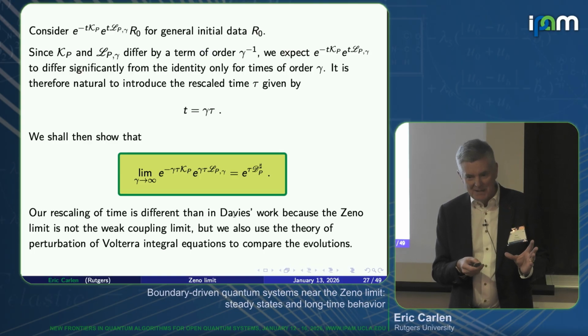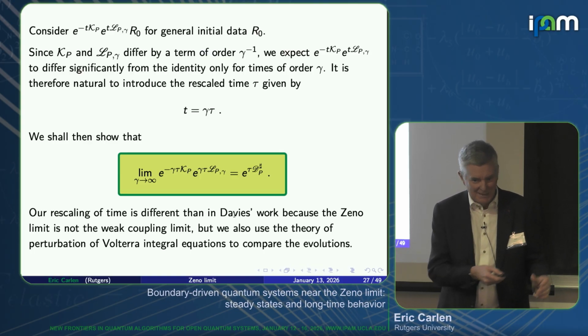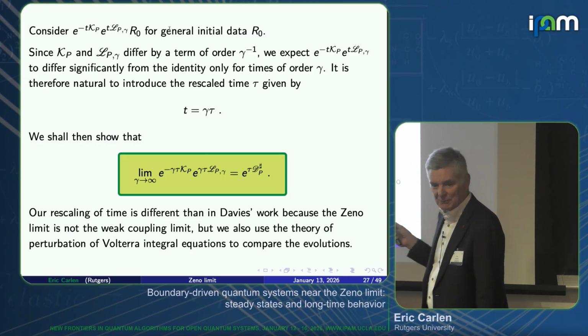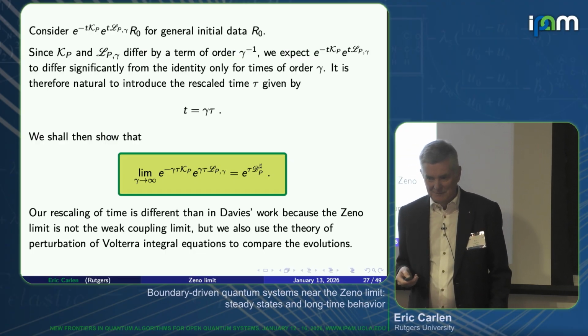So the D_P was the dissipator we had before, okay? And the sharp operation is this sharp operation that we had up.